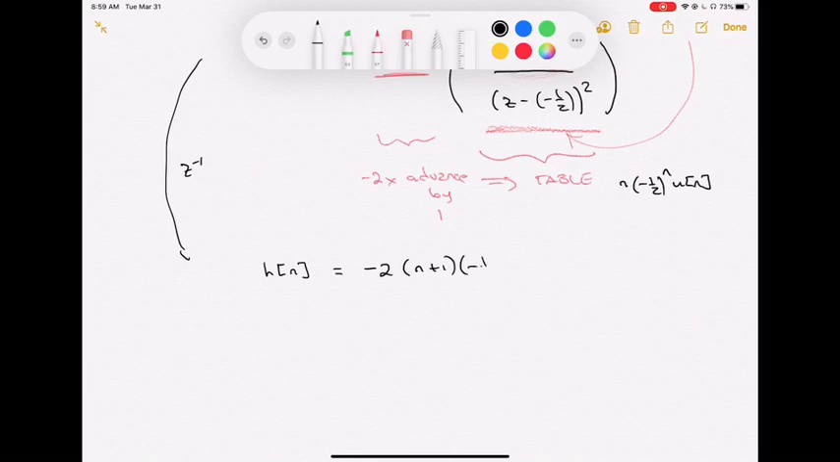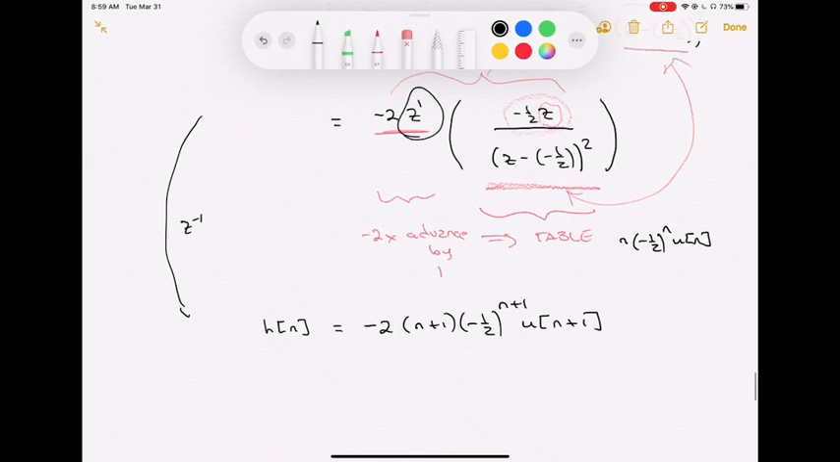There is a minus 1/2 to the n. It's now going to be to the n plus 1. And there was a u of n, that's going to become a u of n plus 1. We advance everything by 1 because this z to the minus 1 acting on all of that says advance everything by 1. That was the shift property that we had looked at last time.